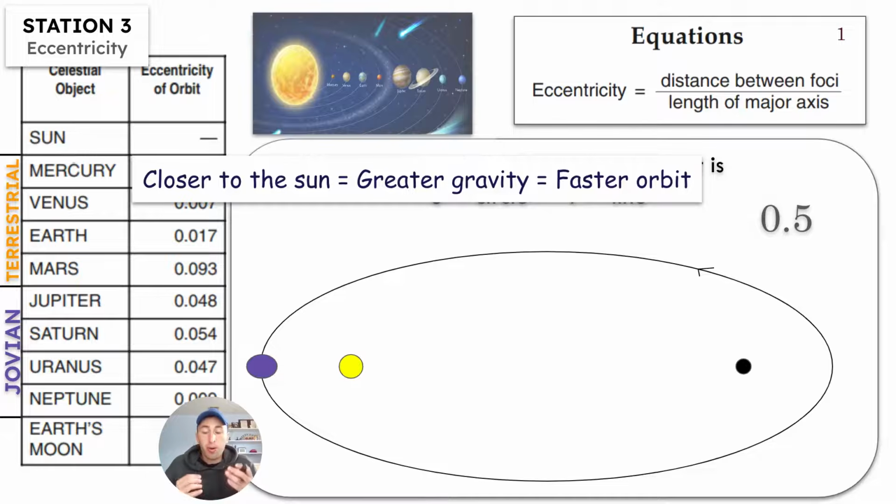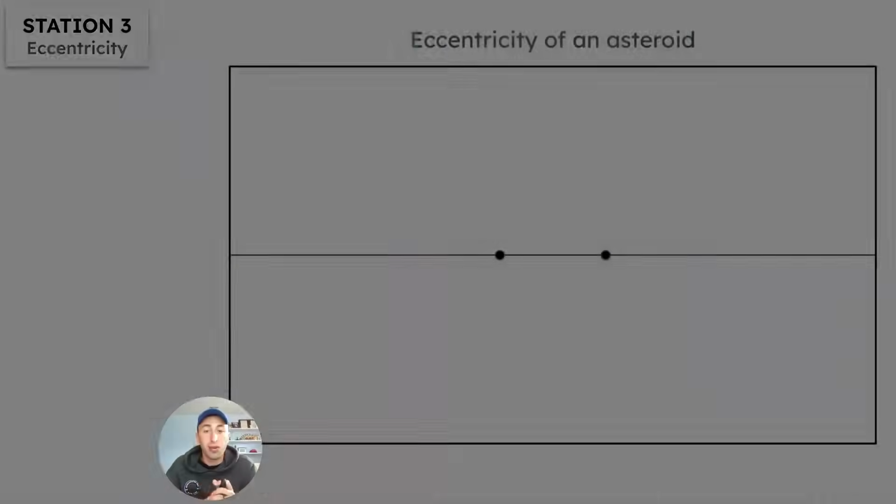Now, also an important part of the station is that the closer the planet or the asteroid is to the sun, the greater the pull of the sun's gravity is going to be on that planet or asteroid, and therefore the faster it will move in its orbit. So the closer it is, the greater the gravity, and therefore the faster the orbit.